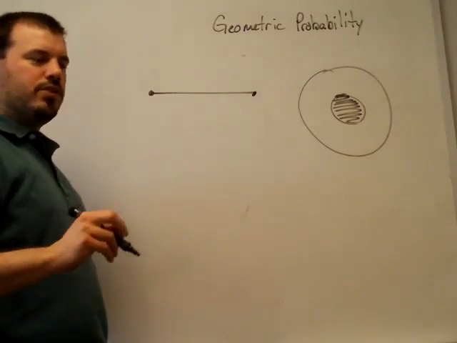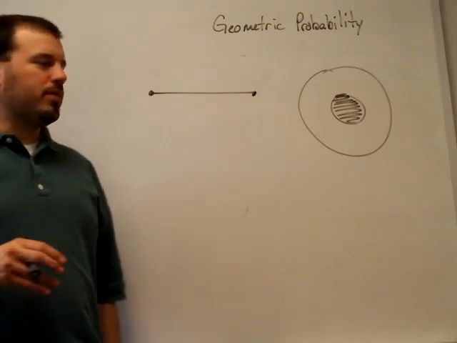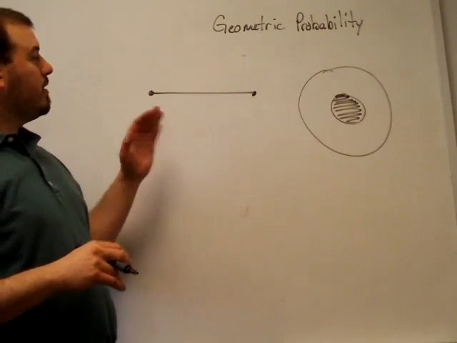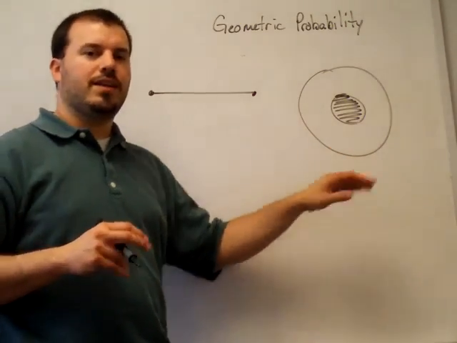In this video we'll talk about geometric probability. We've got really two different types of problems that we need to think about with geometric probability: geometric probability related to lengths, and geometric probability related to areas.